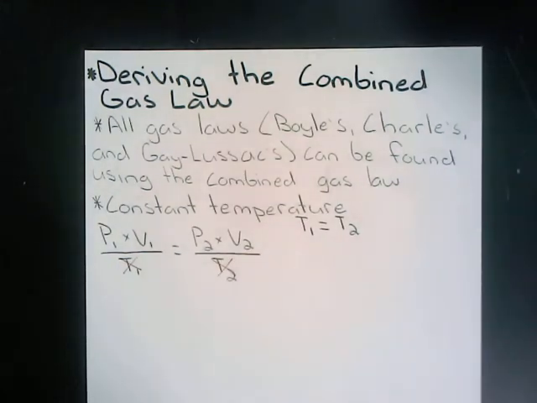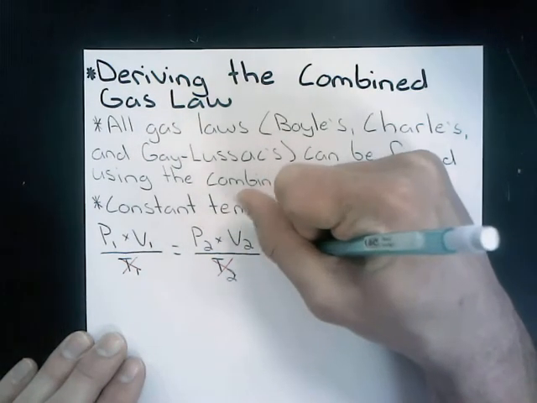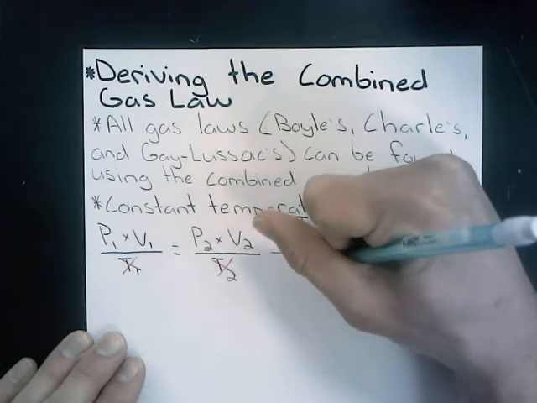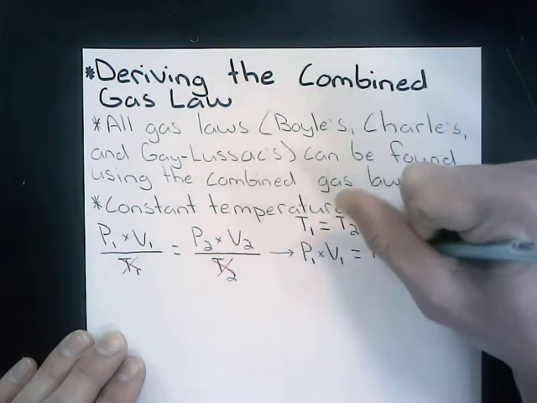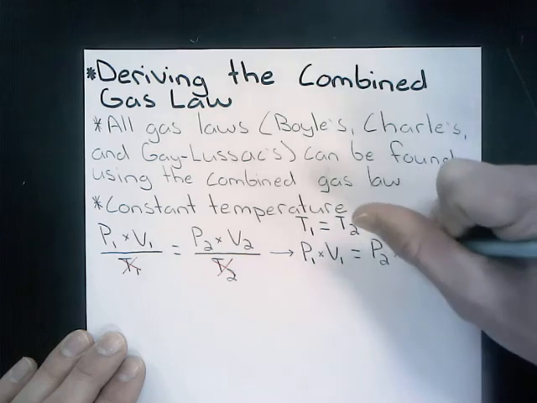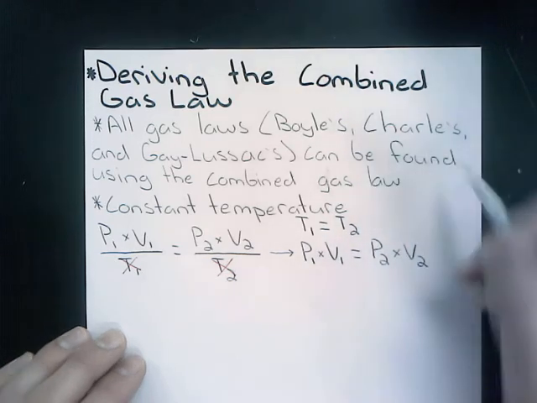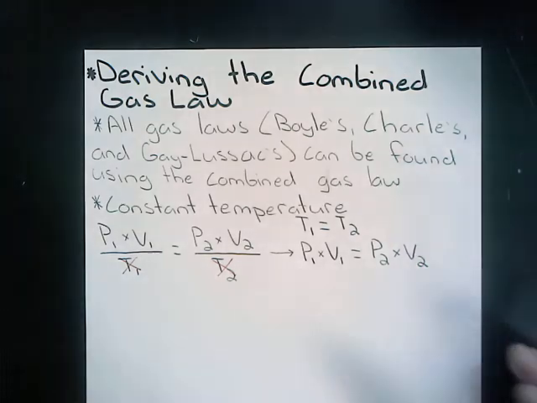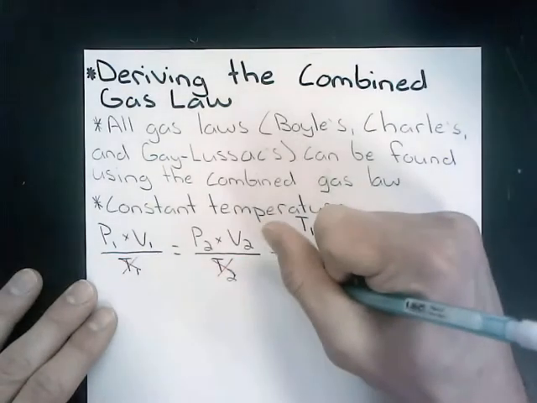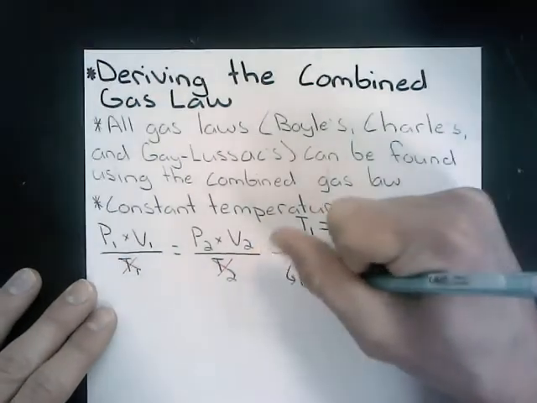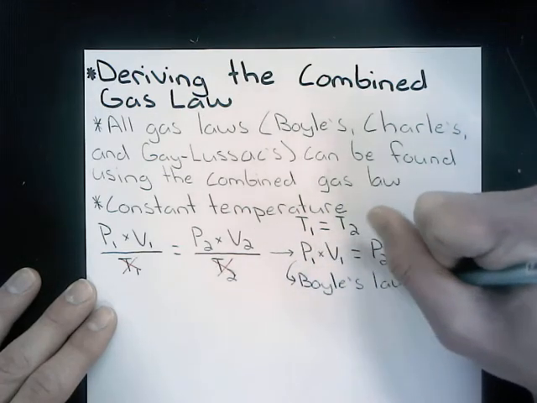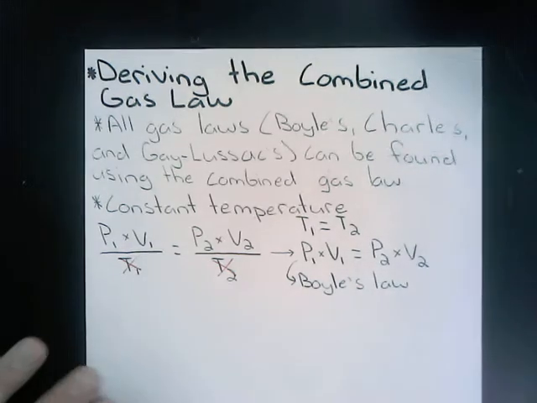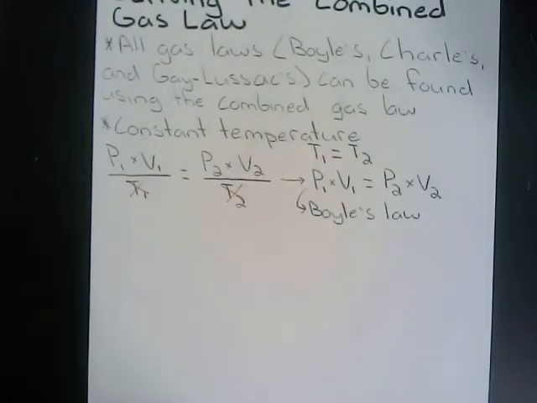If we are under constant temperature, we can cancel out temperature, and this means our formula would come to P1 times V1 equals P2 times V2. Right there, this is Boyle's law. So from the combined gas law, we have found Boyle's law.